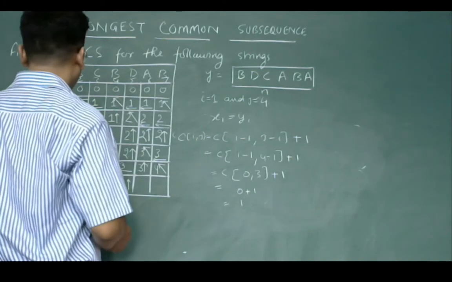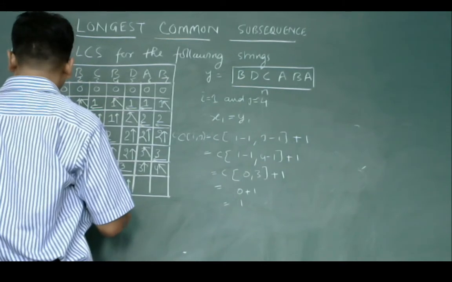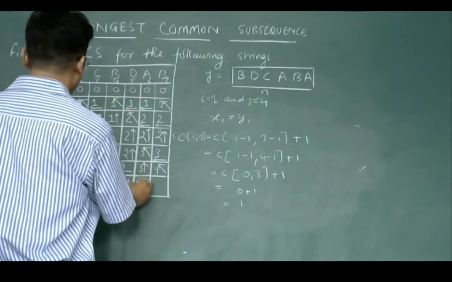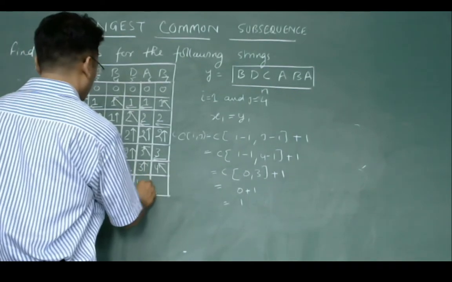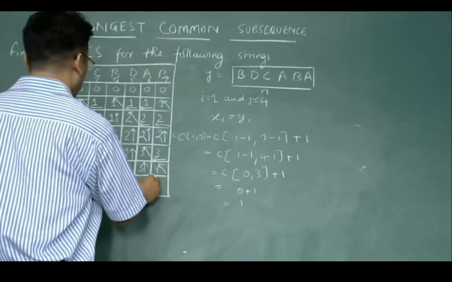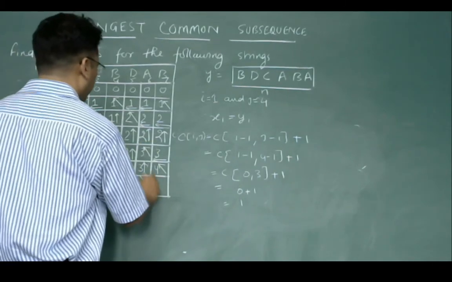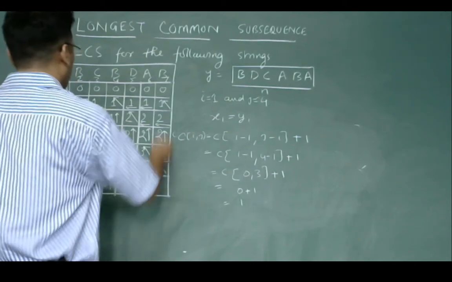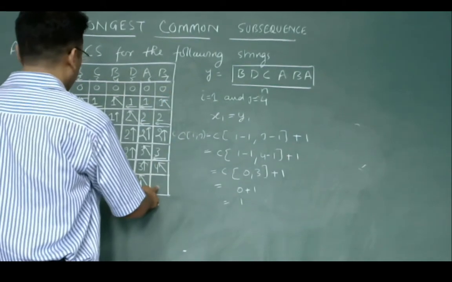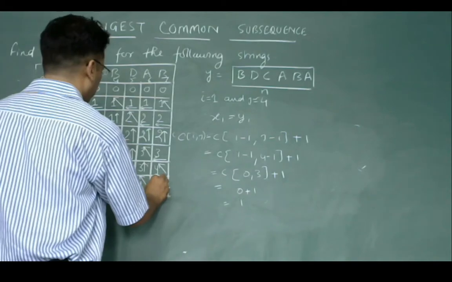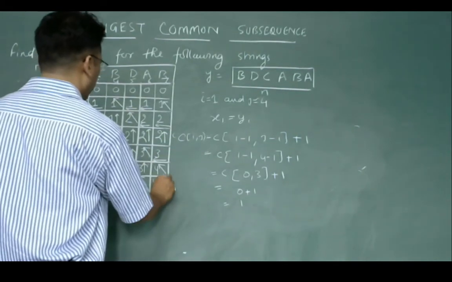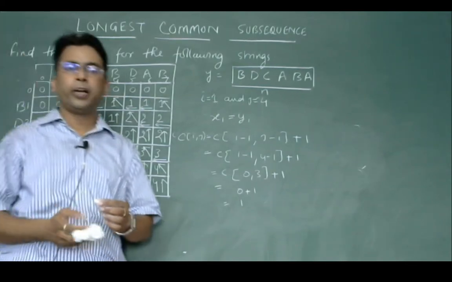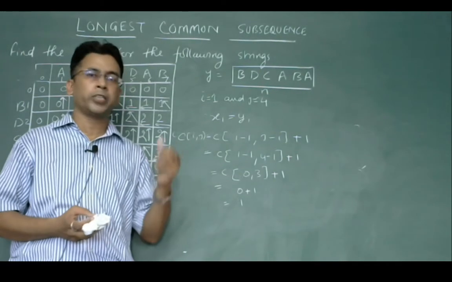Between A and A, there is a match, so the value is equal to 3 plus 1, 4, and arrow in the inclined direction. Between A and B, there is no match, so in this situation, place the value 4 and arrow in the upward direction. So finally we have filled the matrix, and after this we shall find out all the possible common subsequences through this matrix.